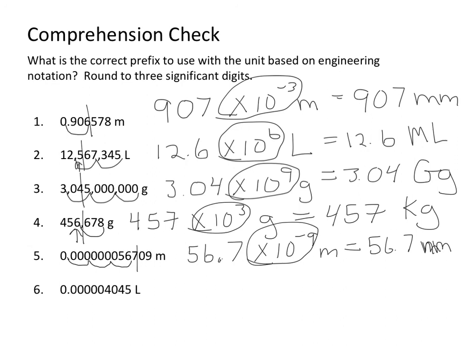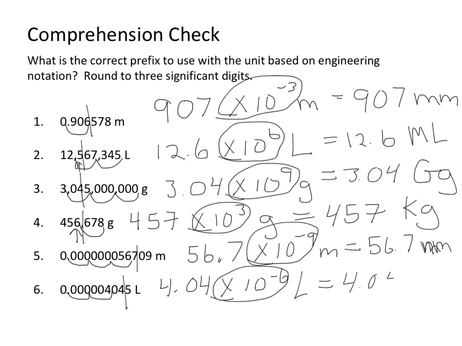And then the last one, if I move my decimal, we have 1, 2, 3, 4, 5, 6. So 4.0. I look to the right of the third significant digit. It's exactly 5, so I'm going to round to the nearest even number, which is 4. So 4.04 times 10 to the negative 6. And if I replace that 10 to the negative 6 with a prefix, it would be a micro. So 4.04 microliters.